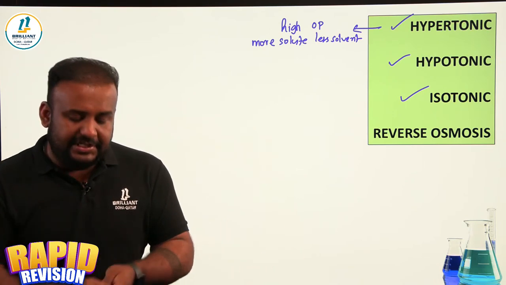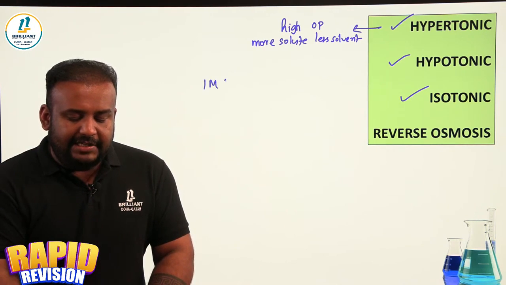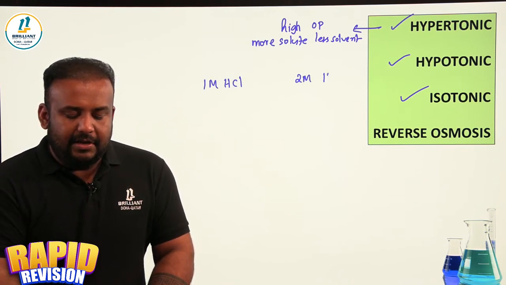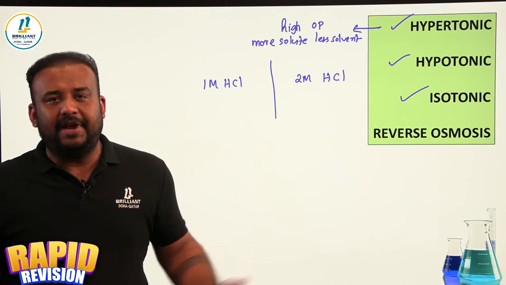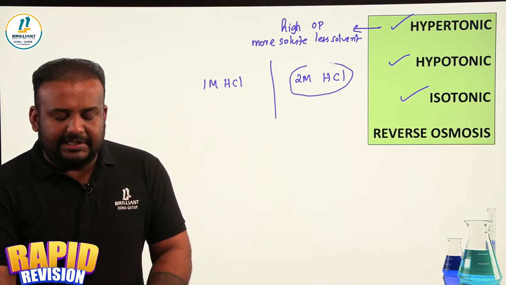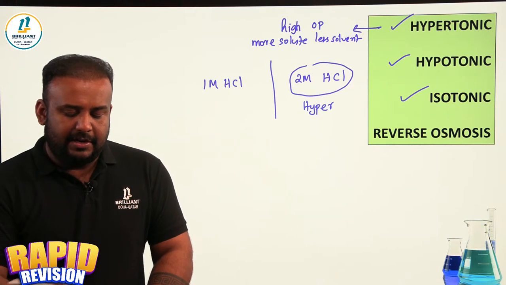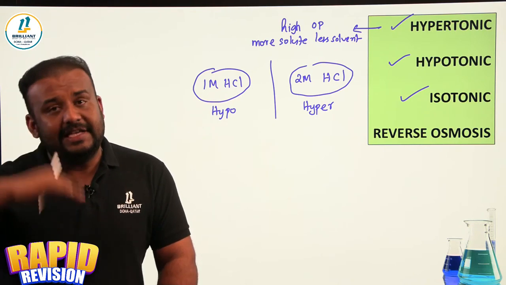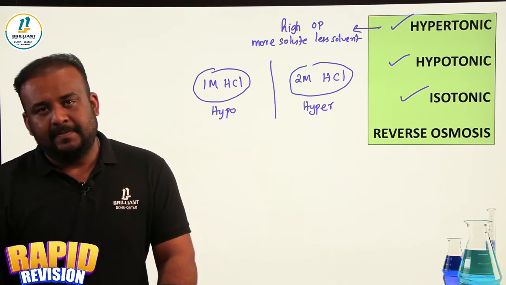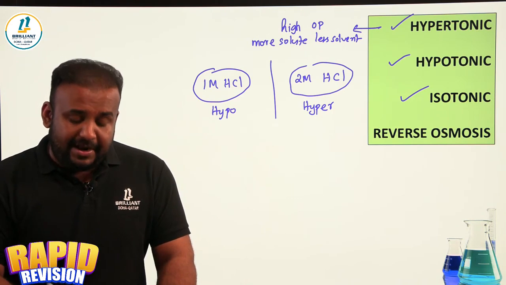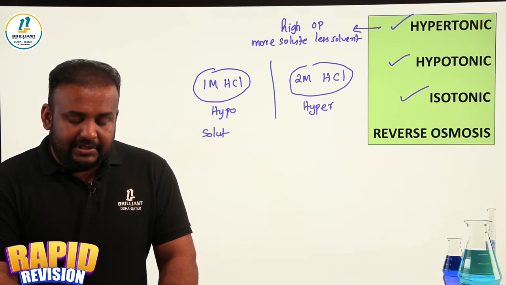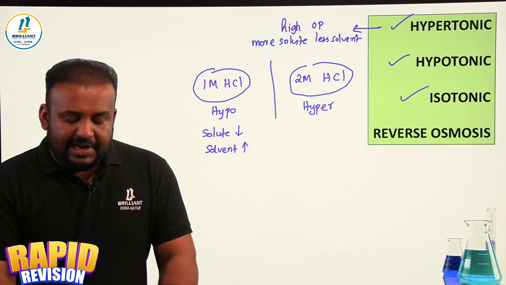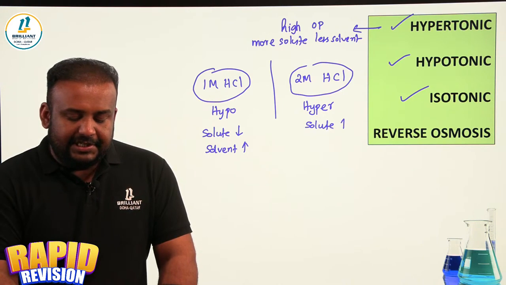What is the meaning of relative? Relative means you have two solutions. For example, I have 1 molar HCl and 2 molar HCl. If I have these two solutions separated, I would call 2 molar HCl hyper, whereas 1 molar HCl hypo. Hypo means having less solute compared to the other. Is that clear? In another manner, in hypo the solute concentration is lesser but solvent will be more, whereas in hyper, solute concentration is higher but solvent will be lesser.